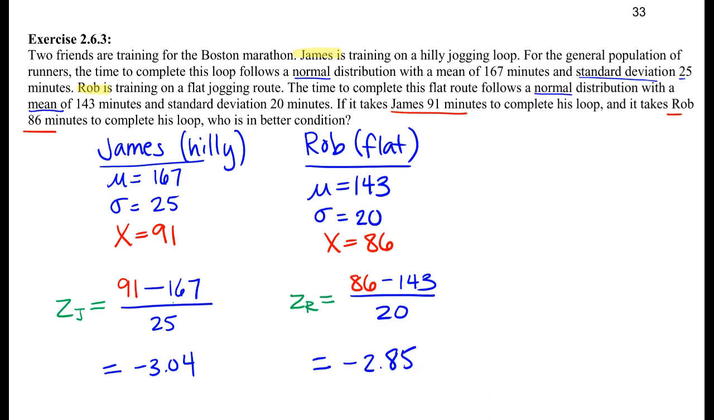So now we have to answer the question, right? If this is a test question, it's usually about 5 points. Point, and then a point for choosing the right direction, and a point for at least telling me why. Because usually I'll say, explain your reasoning. So this support is good, but now we need to say who is in better condition. This is where a lot of students will accidentally say Rob because his time is, I guess, bigger. But bigger is not better in this case. We want further below 0. James is our better runner. In better condition.